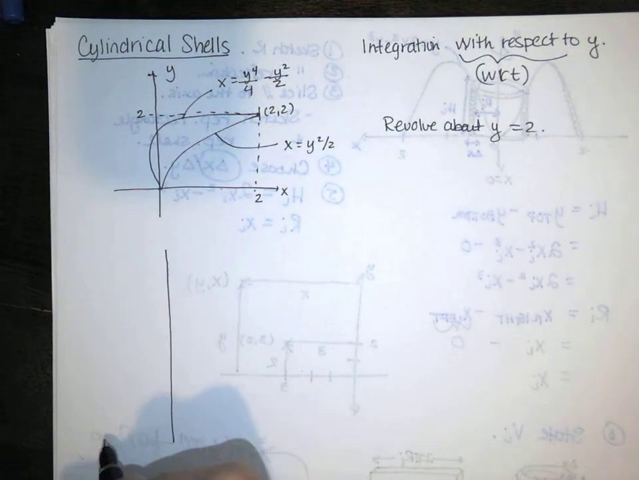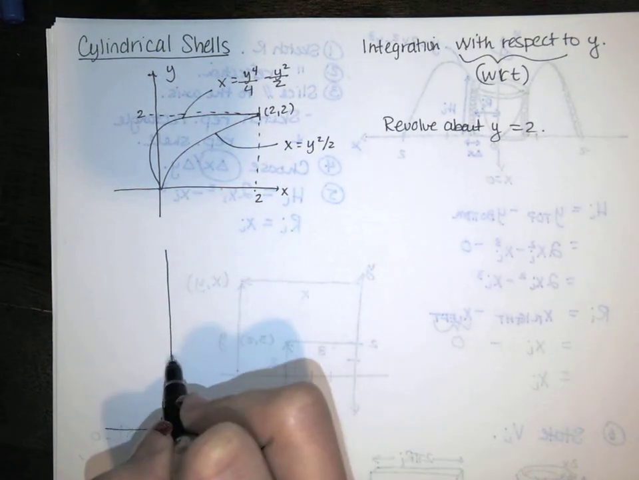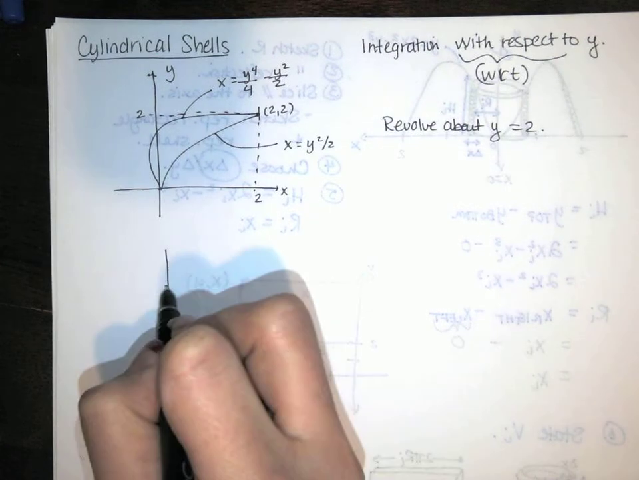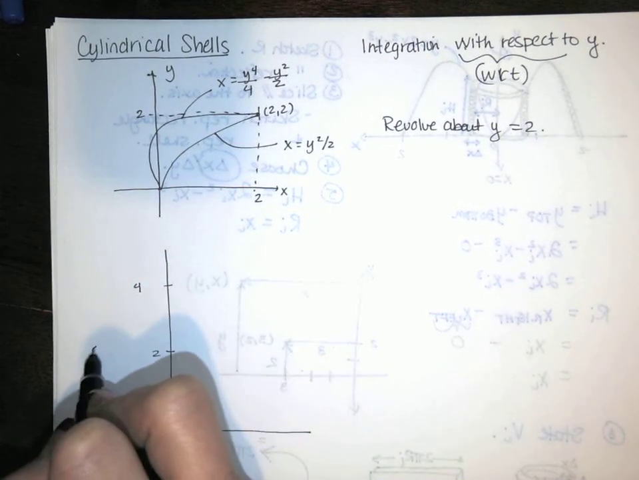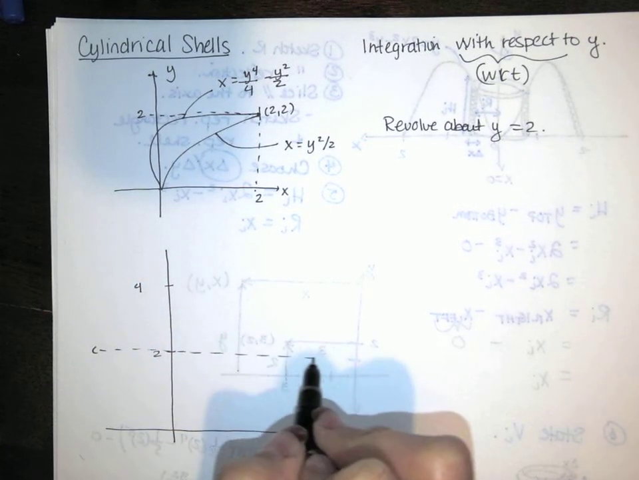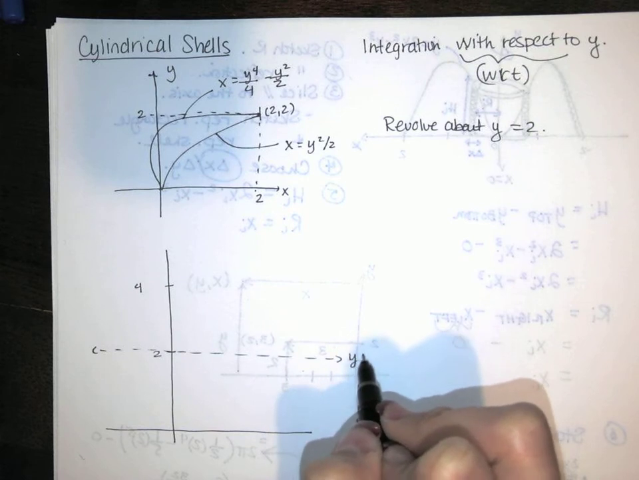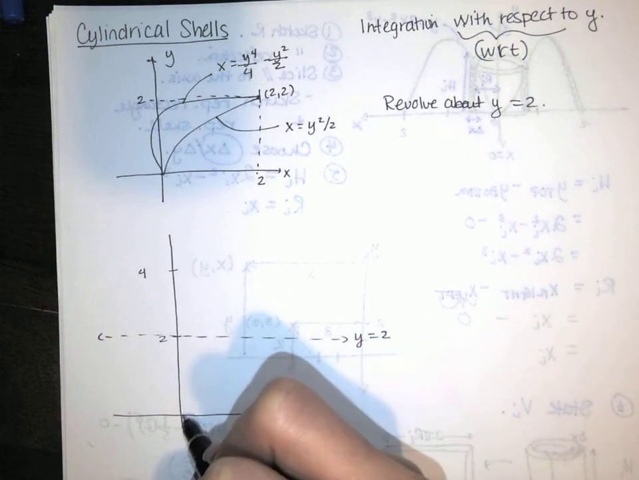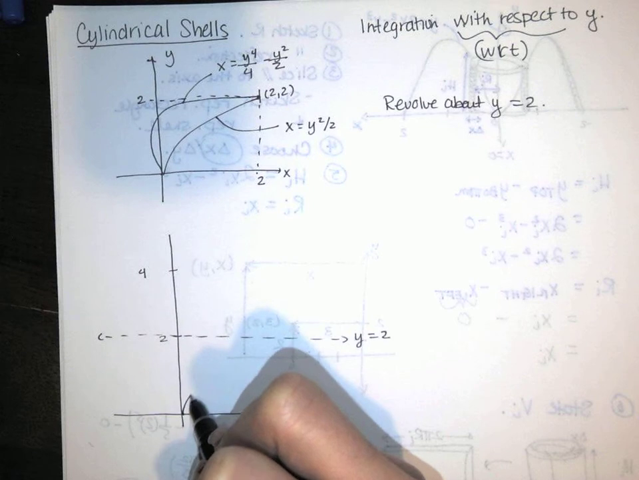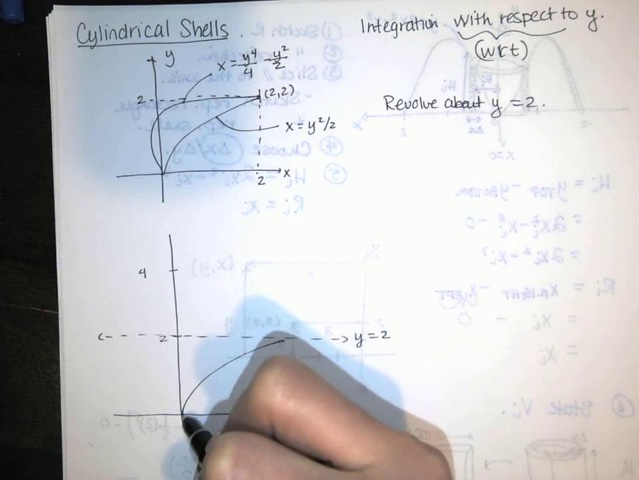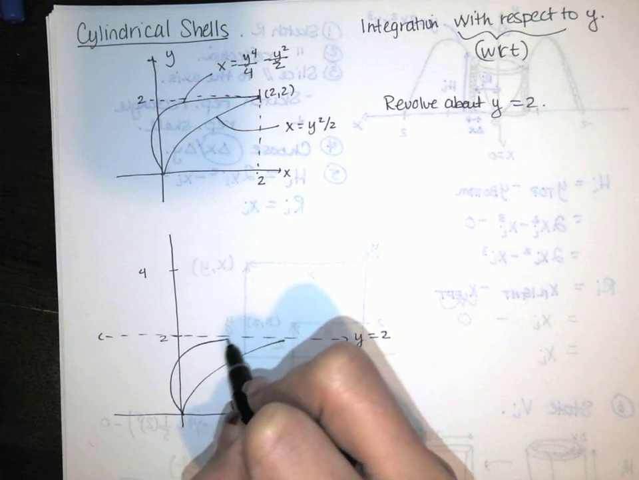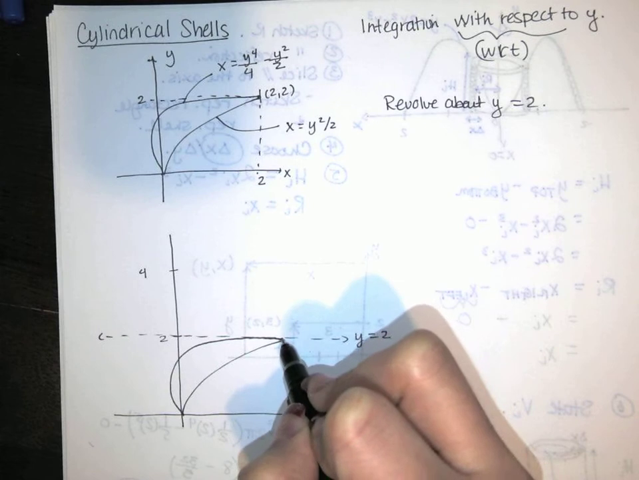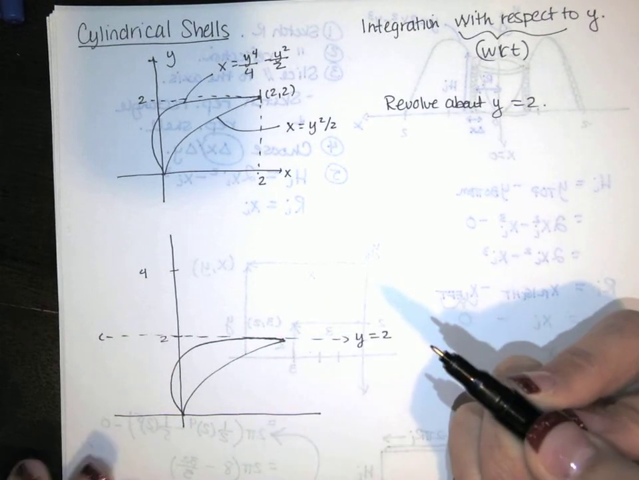So we're going to do what we always do. There's 2 and there's 4. We're going to draw the region, and then try to sketch the reflection of the region.